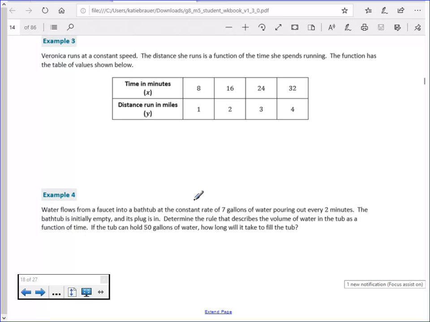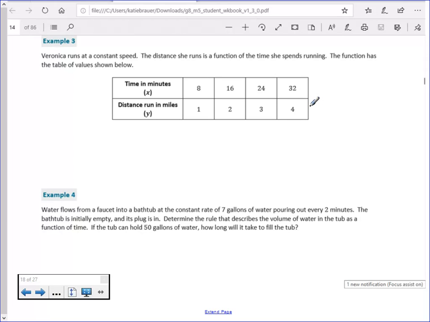Example 3 says Veronica runs at a constant speed. The distance she runs is a function of the time she spends running. The function has the table of values listed below. So if she runs 1 mile, it's going to take 8 minutes. If she runs 2 miles, it's going to take 16 minutes. 3 miles is 24 minutes, and 4 miles is 32 minutes.